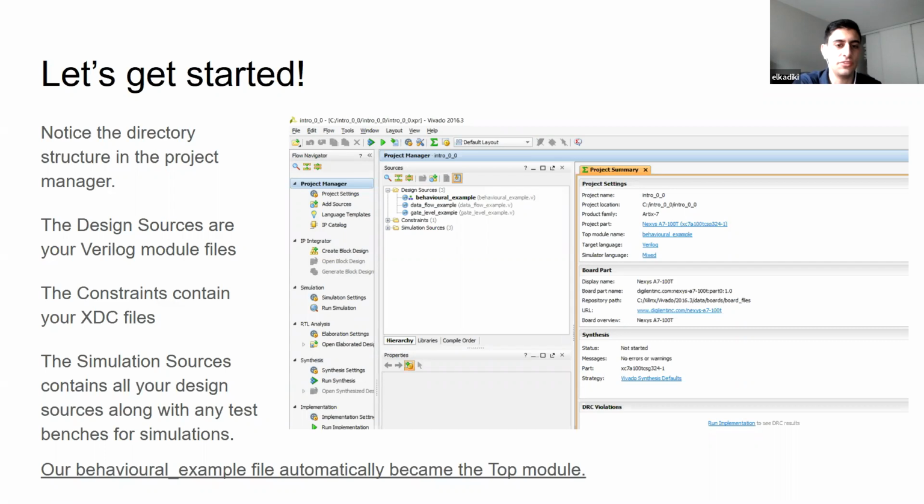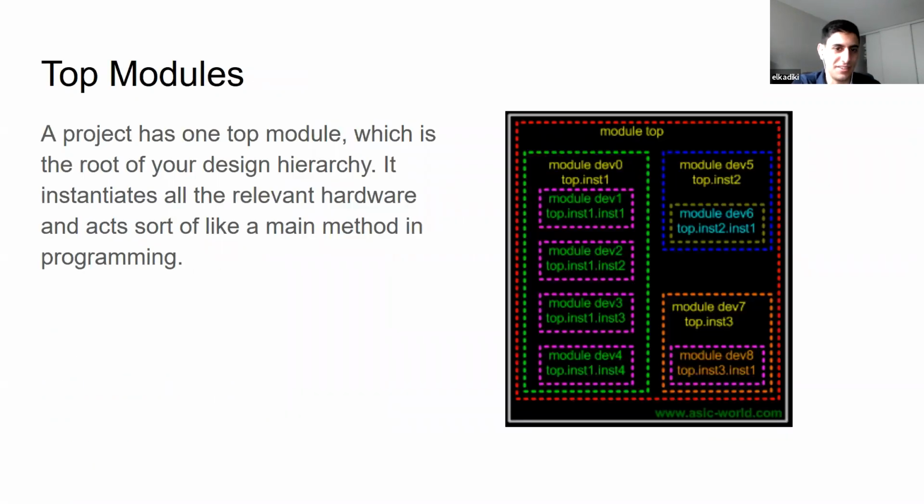I think the behavioral is by default the top because it went by alphabetical order. If you get something other than behavioral, I'm actually curious to know what happened. What went wrong? So the top module is like the root of your design. It's what Vivado will start compiling from, and what it will look for when it's making the circuit.